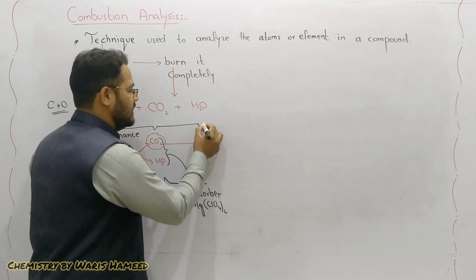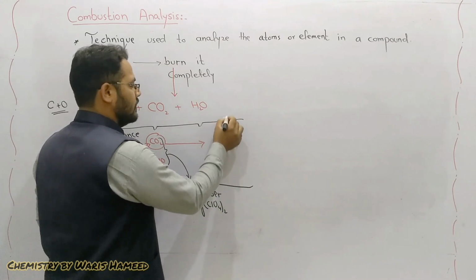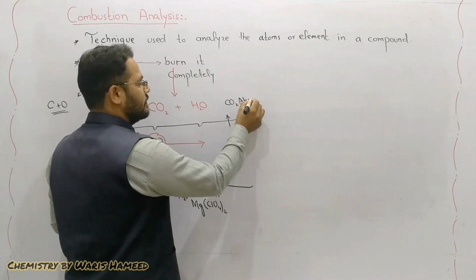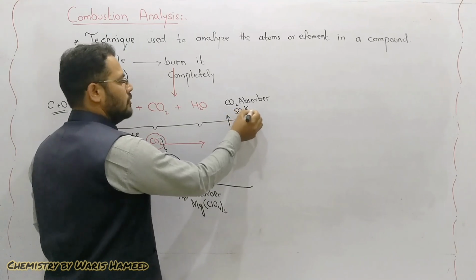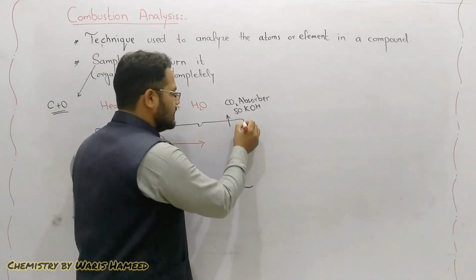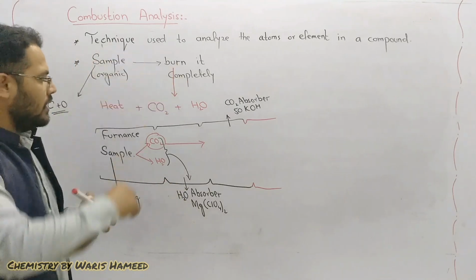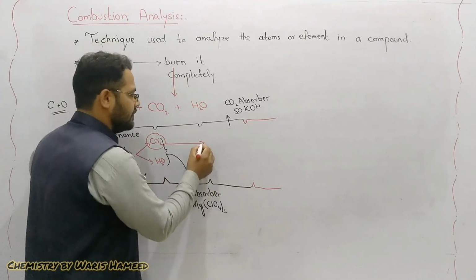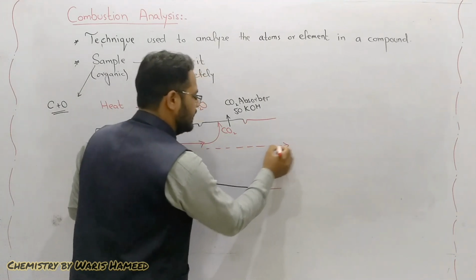The third chamber deals with the absorption of carbon dioxide. It is the CO2 absorber, and here is 50% potassium hydroxide. If any gas remains unreacted, then the unreacted gases will be sent outside. Here carbon dioxide, CO2, will be absorbed, and here will be the unreacted gases.